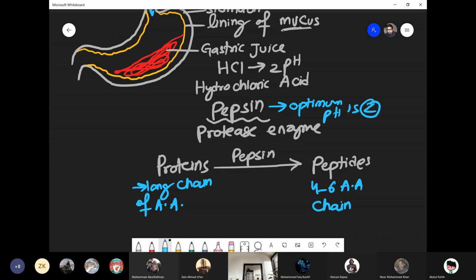That is why hydrochloric acid with 2 pH is present in the stomach. Now boys, you have learned that acids are corrosive. Who will tell me what is the meaning of corrosive? Sir, reactive. Sir, they are highly reactive.